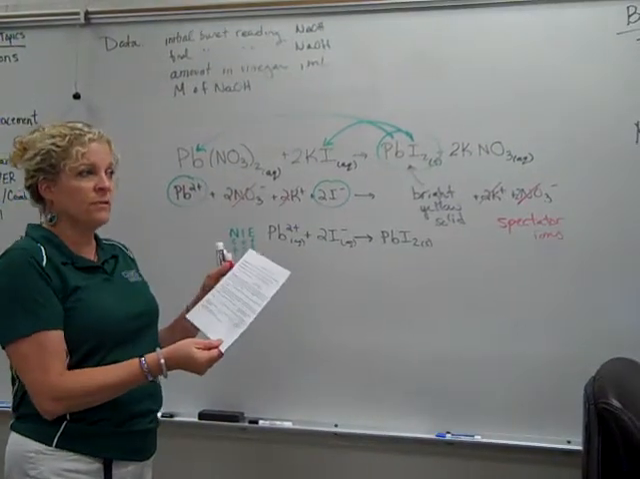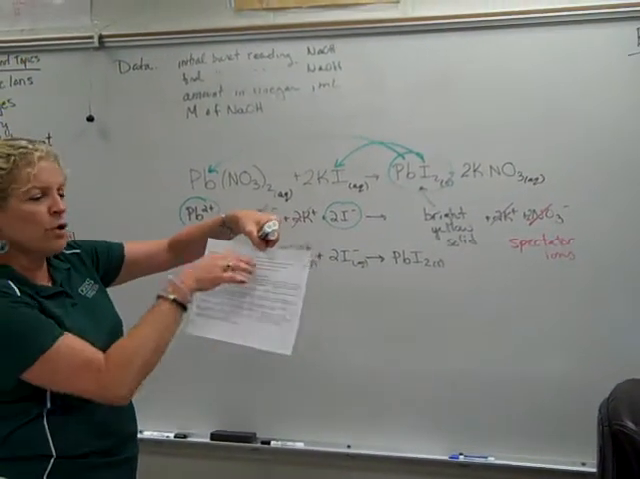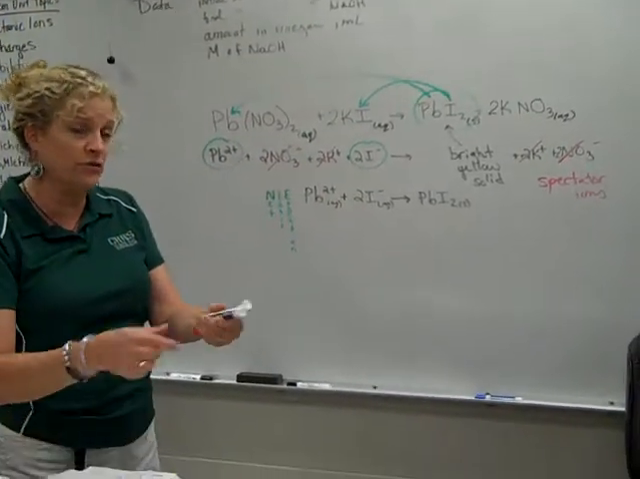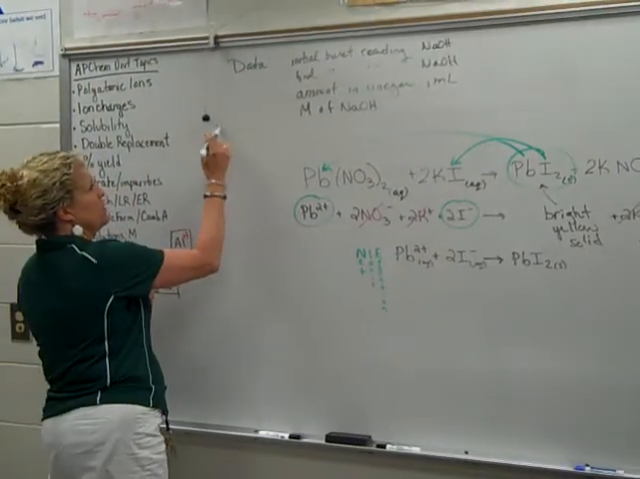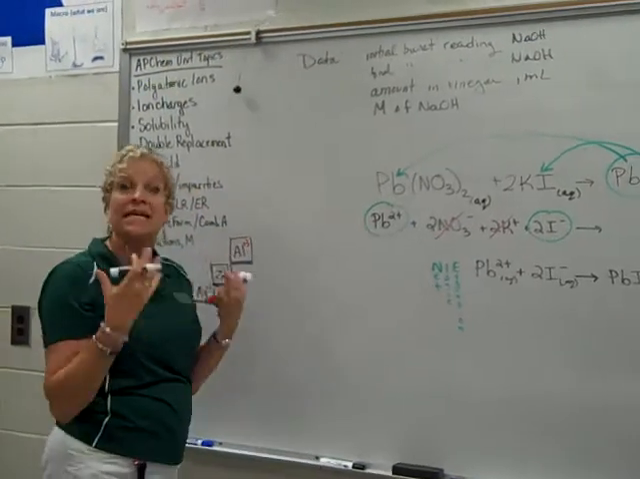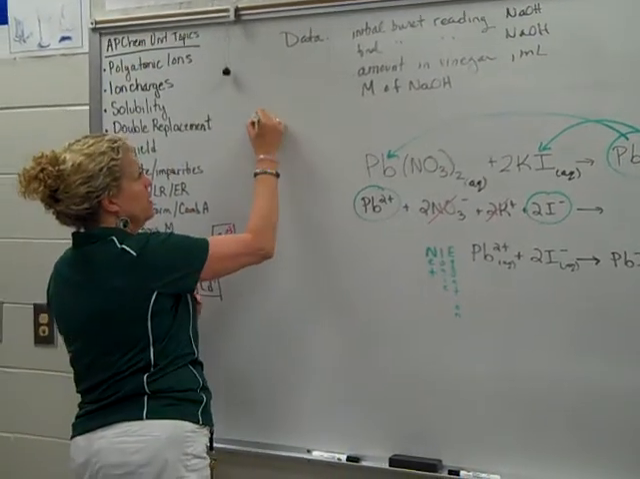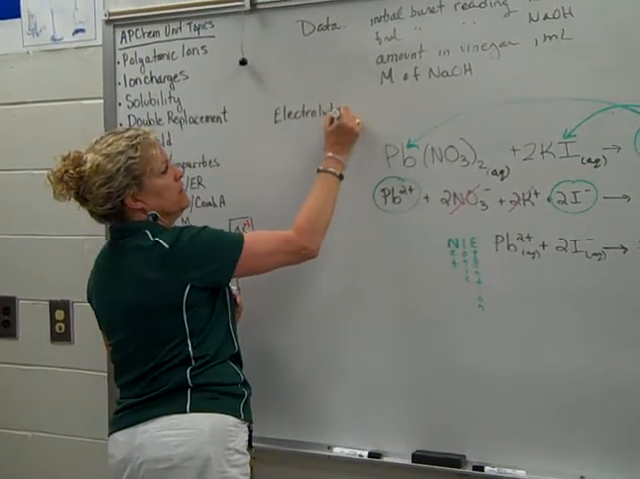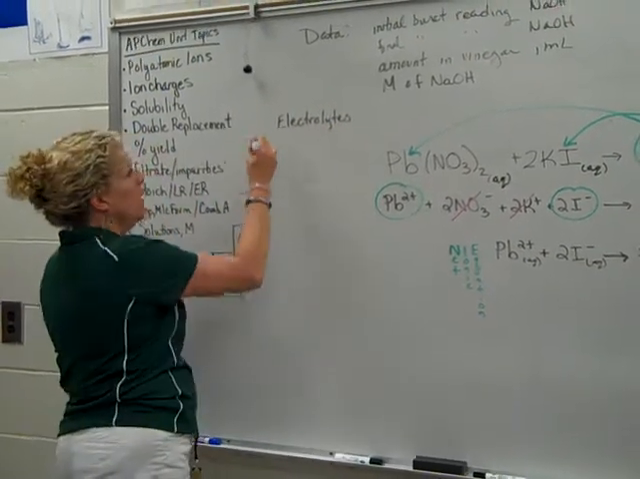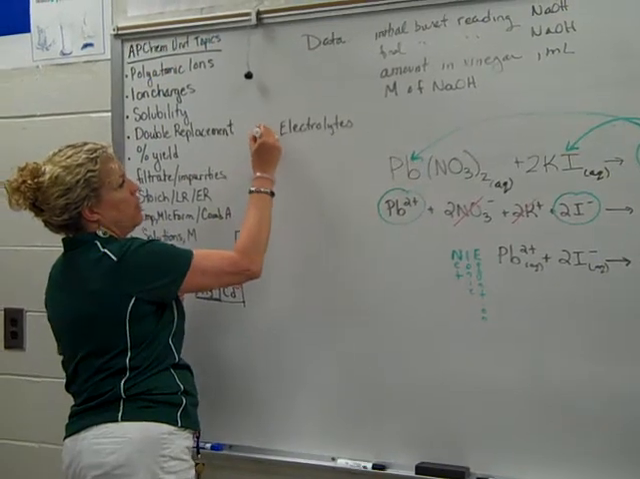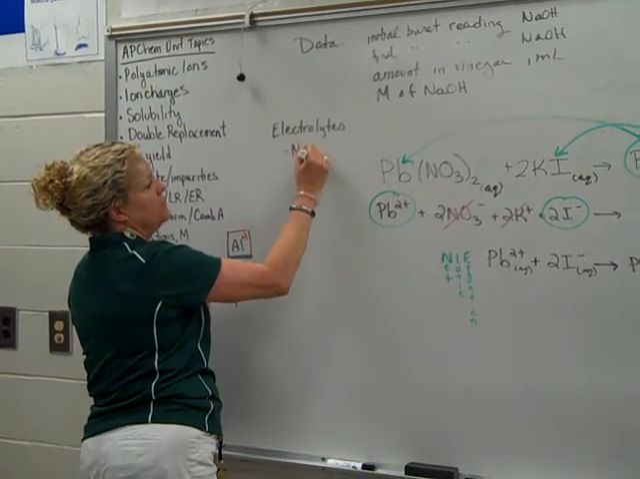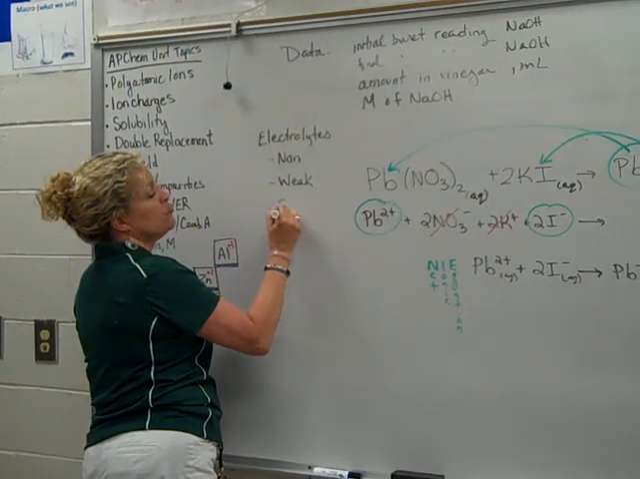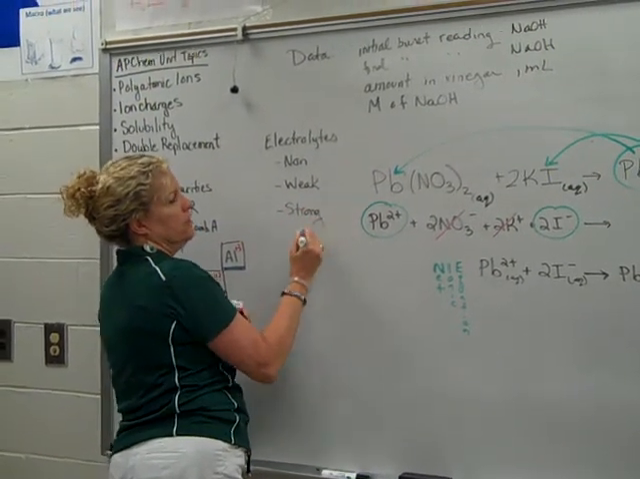Okay, if you notice the paper I gave you today, before you even get to the net ionic equations, there's this section on electrolytes. And most of us think of electrolytes when we think about drinking Gatorade or Powerade. Electrolytes are anything that conduct electricity. Well, there are three types: non-electrolytes, weak electrolytes, and strong electrolytes. Okay?